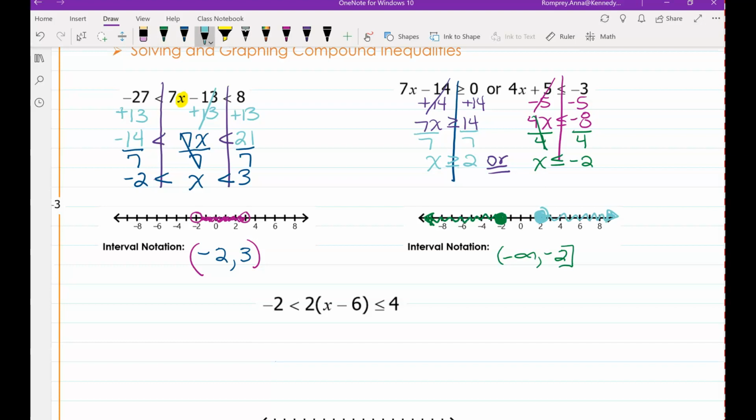Our other solution set, so we have a break here, starts at 2 and goes to where? Positive infinity. So infinity always gets a parenthesis. That 2 is closed, so it gets a bracket. All right, now when you have two solution sets, you unite them with a U.